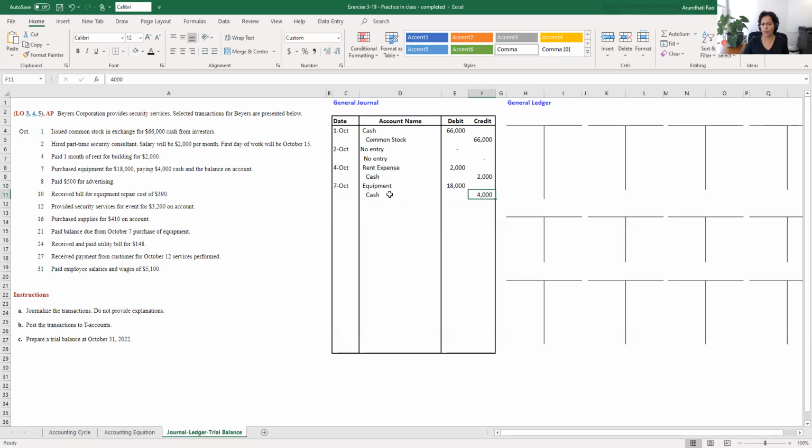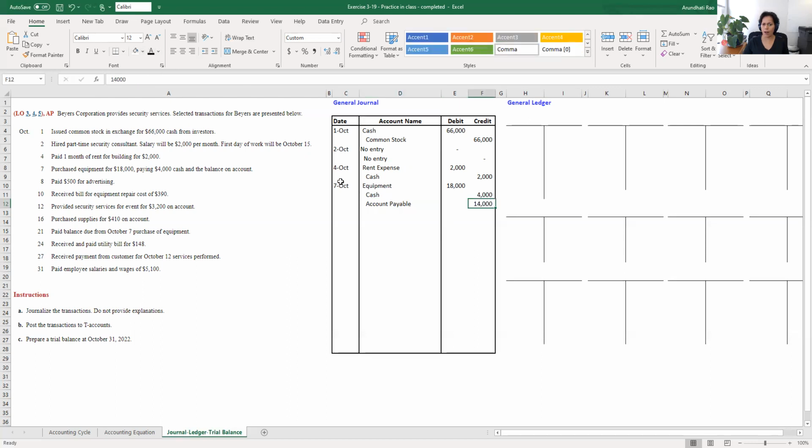Okay. Now, if I stopped over here, this journal entry is incorrect because total debits do not equal total credits. I'm off by $14,000. What did they tell me if you continue reading? "And the balance on account." When you see the words on account, it means it's a credit transaction. I have promised that vendor I will pay them in the future. I will pay them makes it a liability. Accounts payable will be credited for $14,000.